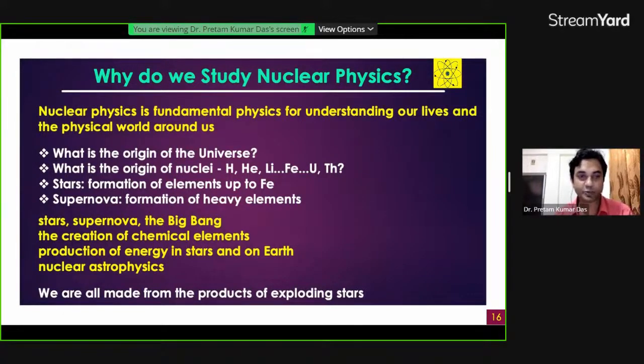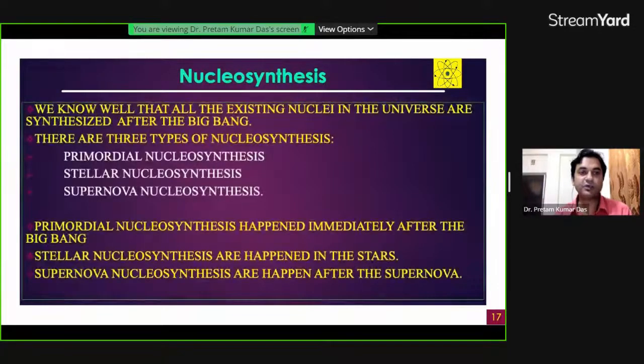That means we can understand stellar nucleosynthesis, and we can understand how the heavy elements are formed after a supernova. Then it will give an idea about the Big Bang, the creation of chemical elements, the production of energy in stars, and on Earth, nuclear astrophysics. So we know that all the elements in the universe were synthesized after the Big Bang. There are three types of nucleosynthesis. First, primordial or Big Bang nucleosynthesis, the nuclei which formed immediately after the Big Bang.